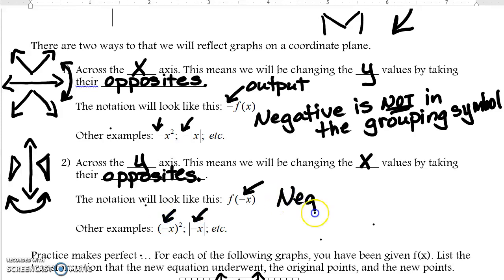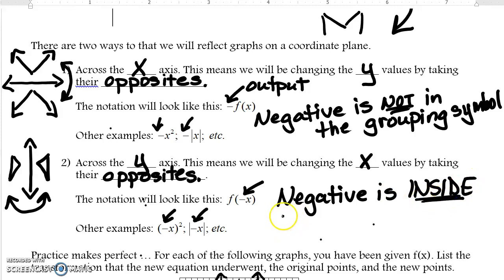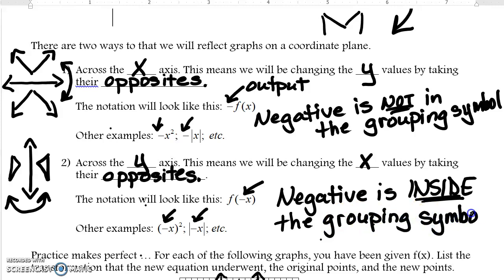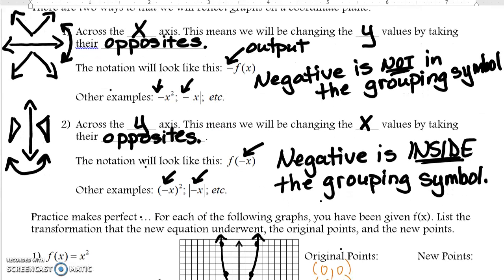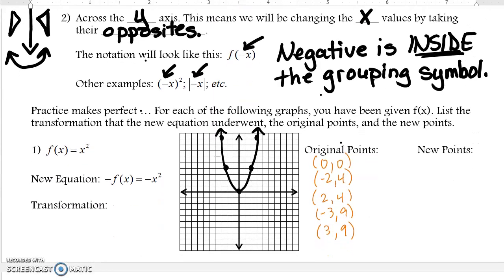So jot that down. Negative. That's what's telling us it's a reflection when we see a negative sign inside the grouping symbol. So we're going to have to be very careful reading these equations and paying close attention to where things are placed within that equation. All right, so let's take a look at an example.